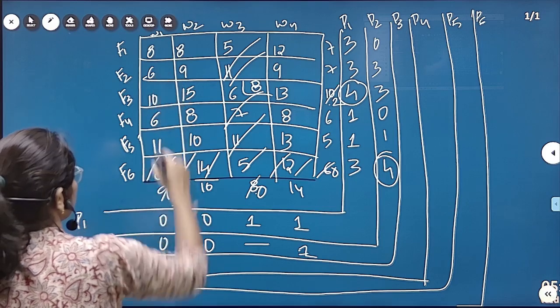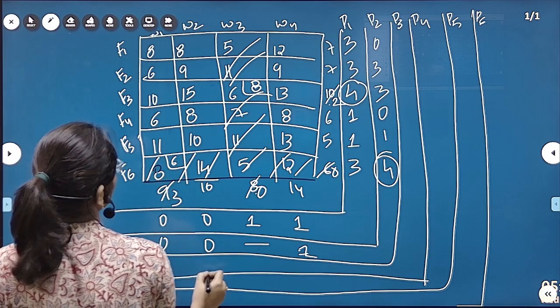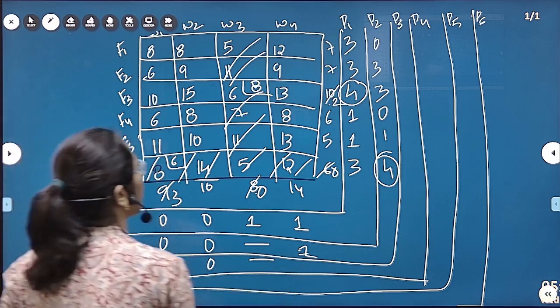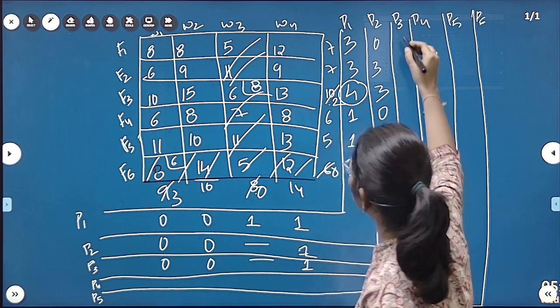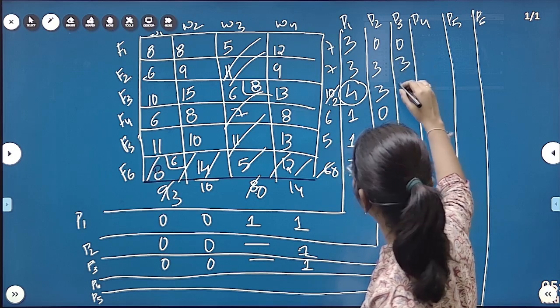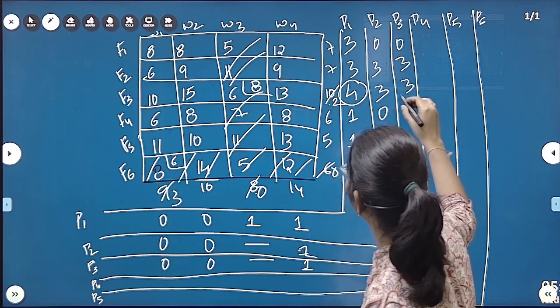So next tell me 6 minus 6, 0. Next 8 minus 8, 0. 0. And here 1. And next 8 minus 8, 0. 3. 3. 8 minus 6, 2.